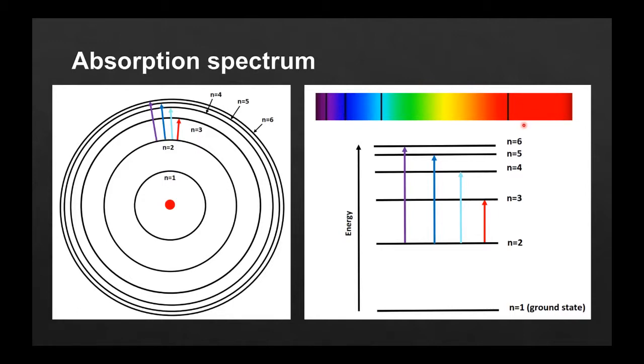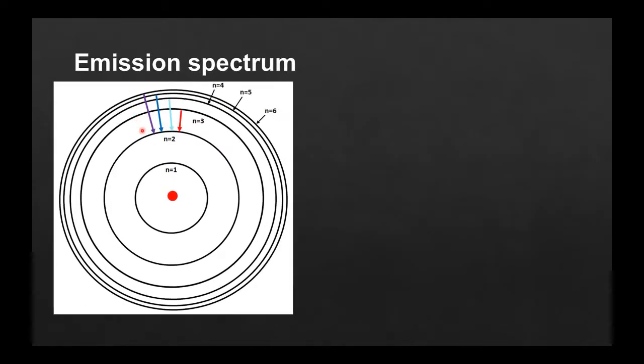So to summarize, the reason for these black lines on an absorption spectrum is that the electron transitions between n equals 2 to 3, or 2 to 4, or 2 to 5, or 2 to 6. The electrons have absorbed the energy, and the energy that's absorbed corresponds to the wavelength of visible light. So in the previous example, we saw how electrons can transition to higher energy levels when they absorb energy, and the energy that they absorb is related to the wavelength of visible light.